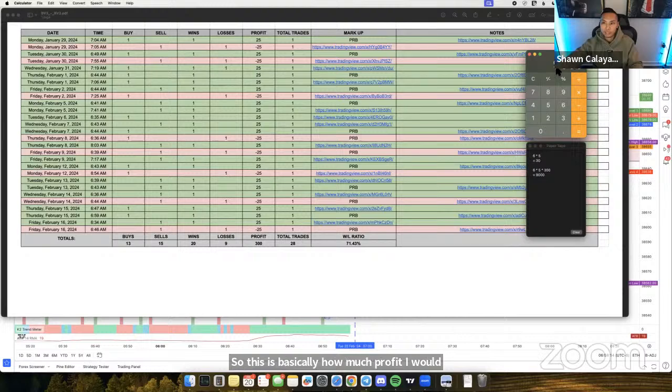So I have 20 accounts, right? I have $9,000 per account. This is going to be from January up until February. So this is per account for this time period, basically half a month. I'd be up 9,000 per account times 20 accounts. I'd be up 180,000, right?